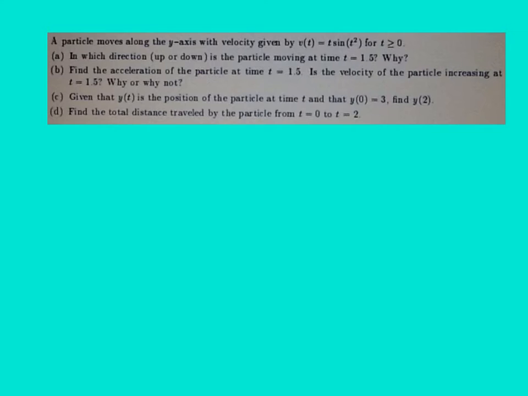So let's go ahead and start answering some of these questions. It says, in which direction, up or down, is the particle moving at time equal to 1.5? And they want to know why we know that, okay? So to find the direction, let's just look at what its velocity is. So I'm going to really just find v at 1.5. So I'm going to plug that in, 1.5 sine of 1.5 squared.